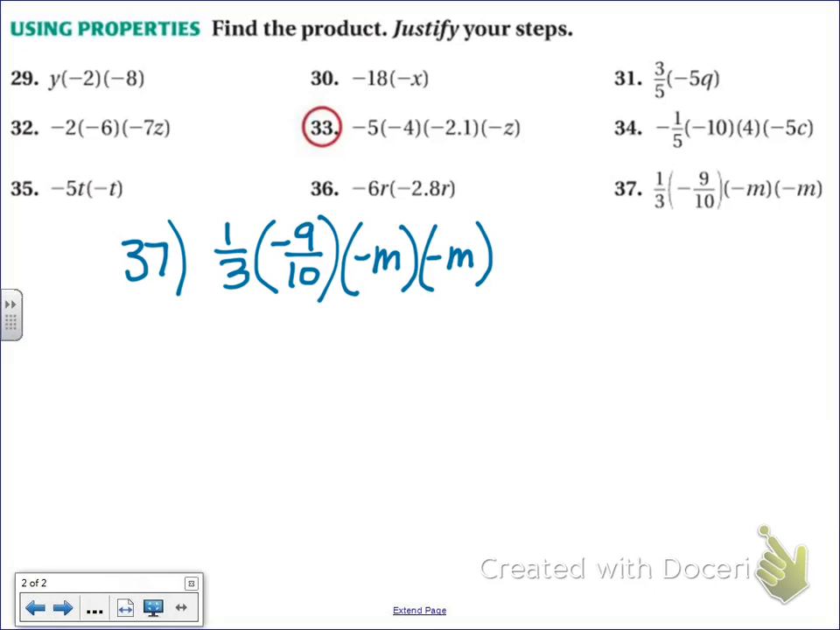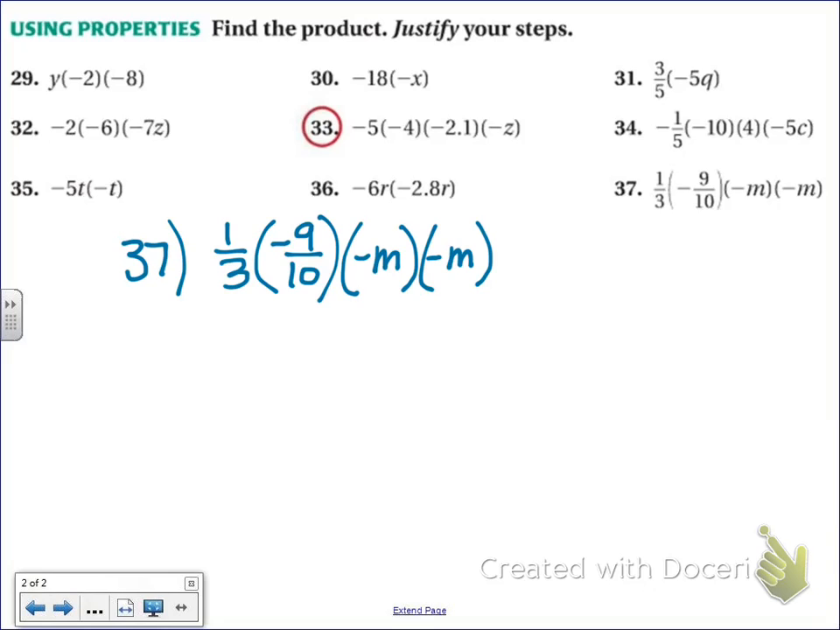you can multiply straight across and reduce later, or if you see the fractions, you can cross-reduce diagonally right now. It makes it a lot easier, so you can already put the fraction in its simplest terms. You can reduce the fraction before you actually start multiplying.